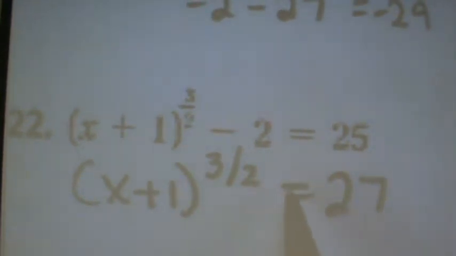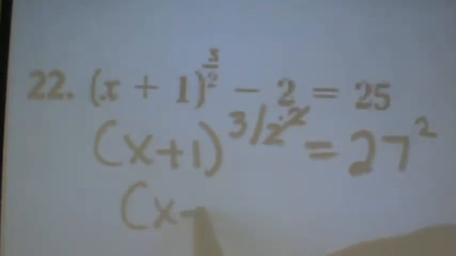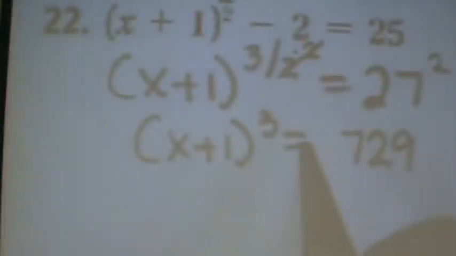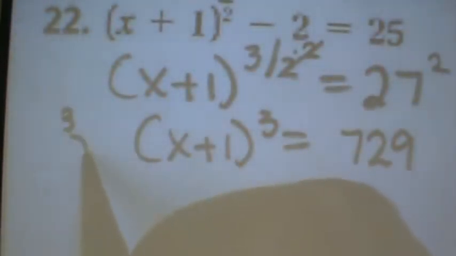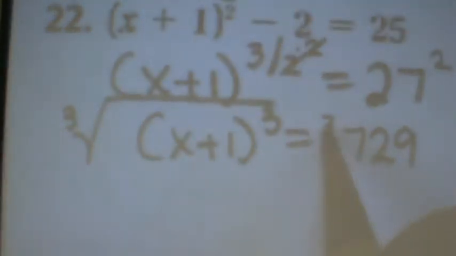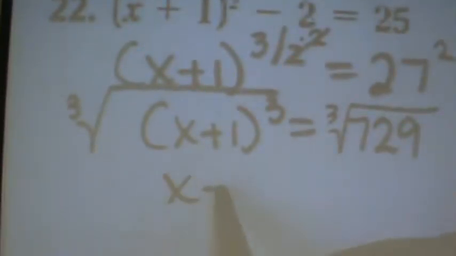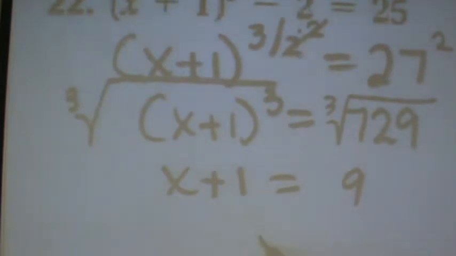Okay, now, this is what I would do on this one. I would square both sides to get rid of that. So I would get x plus 1 cubed. What's 27 times 27? 729. Now, how would you solve this? Now you're going to take the cube root. Cube root of 729 is 9. What's 9 minus 1?